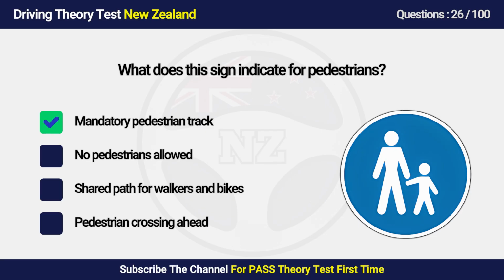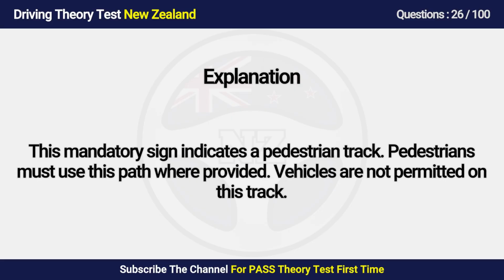Answers is A. Mandatory pedestrian track. This mandatory sign indicates a pedestrian track. Pedestrians must use this path where provided. Vehicles are not permitted on this track.